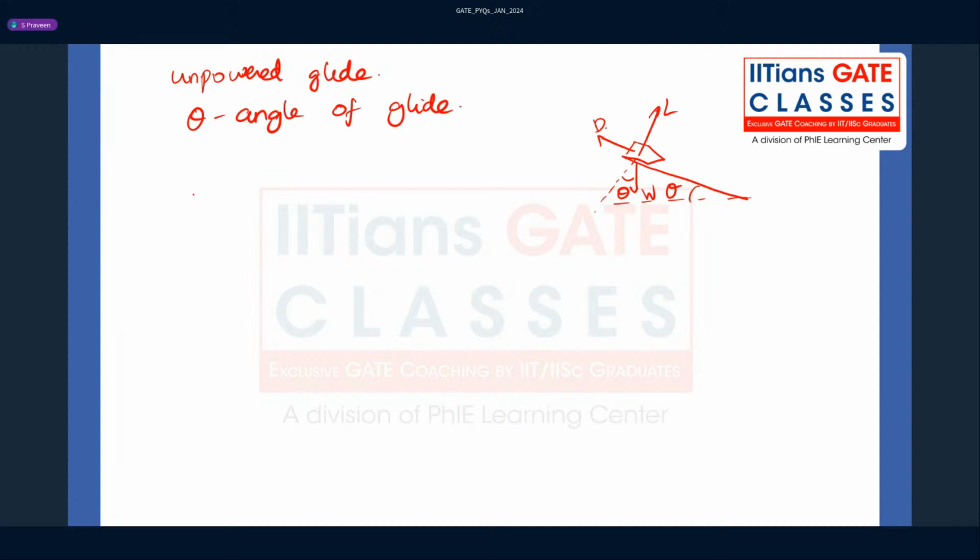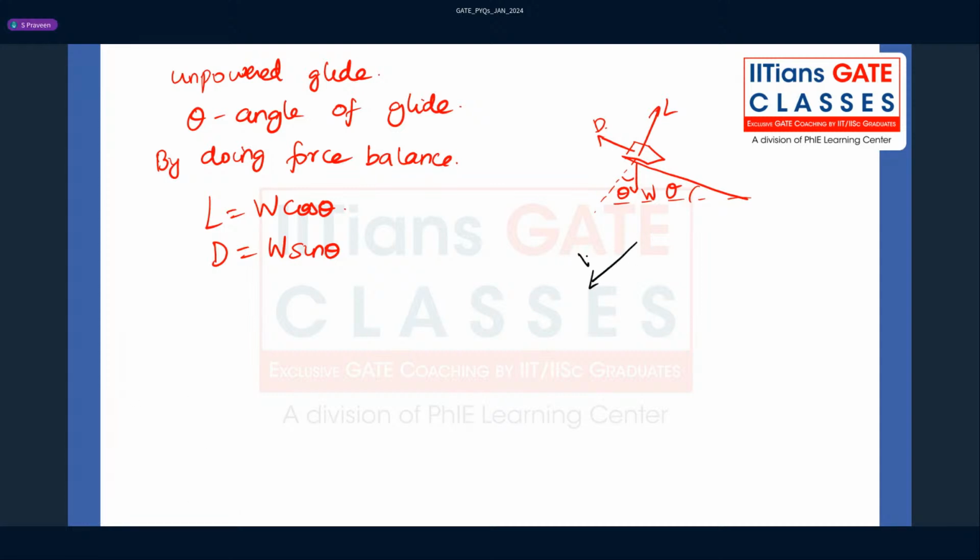Which means I can write, by using force balance, my L is simply W cos theta, and my drag is simply W sine theta, right? That is, if I try to resolve this into forces, you can see it over here. In this way, you will have a W cosine theta. In this way, you will have a W sine theta, and the resultant of which is the W acting at an angle theta.